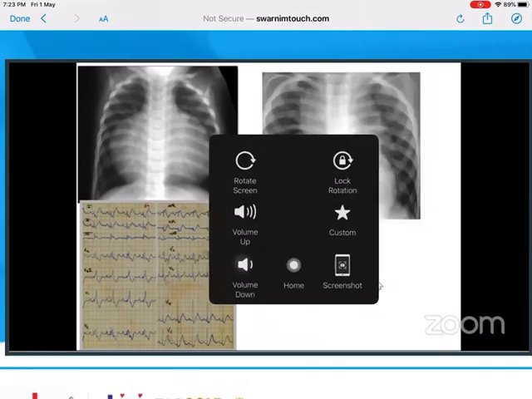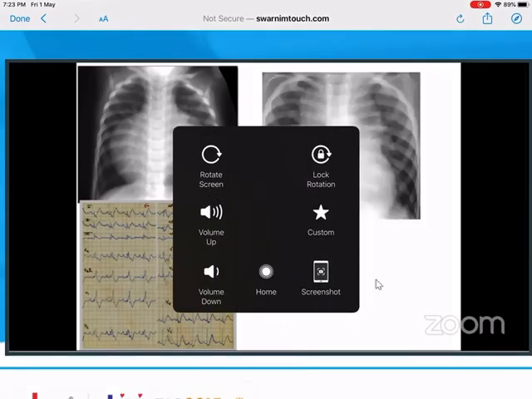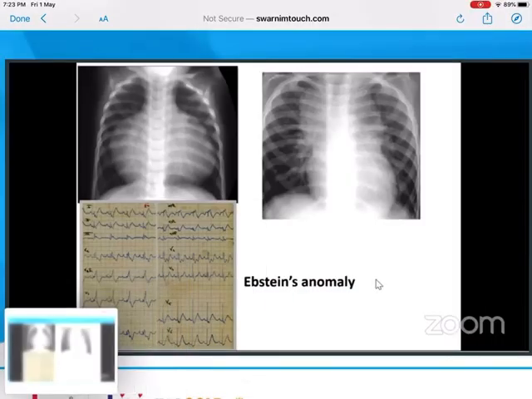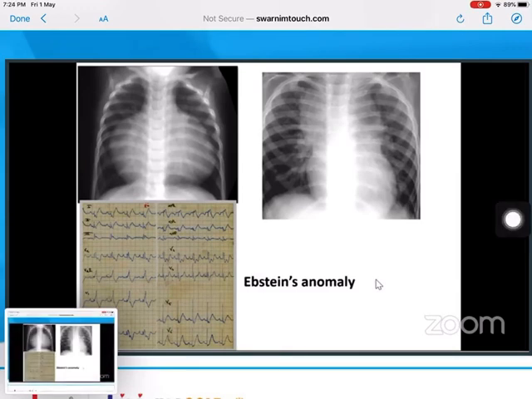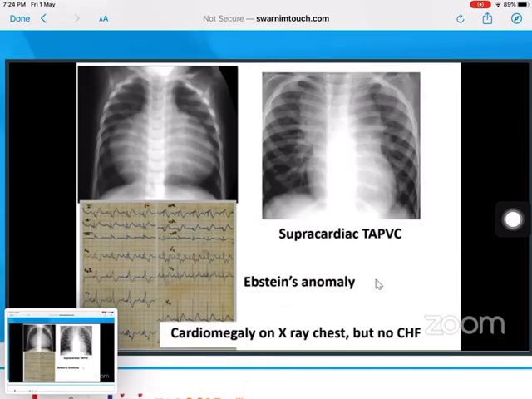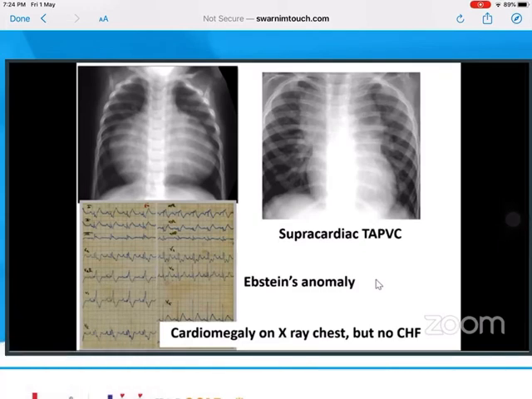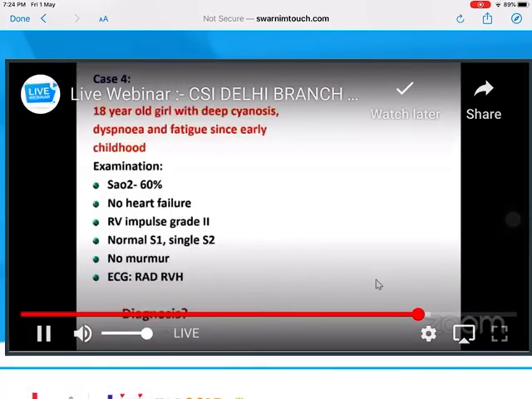But sometimes you may have a very typical X-ray, like a figure of 8, and that's not uncommon in adults with supracardiac TAPVC, that you get typical snowman's heart, and then the diagnosis is quite obvious. So cardiomegaly, snowman's heart, plethora. I think whenever you have cardiomegaly on X-ray chest but no CHF, you have to think of these conditions, which I've just enumerated.